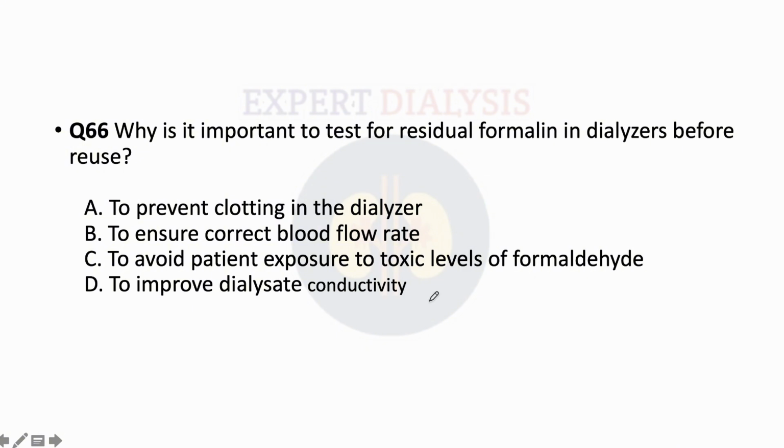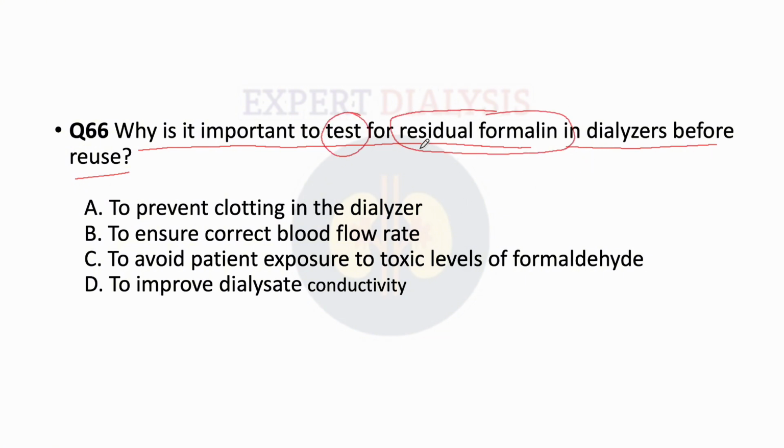Moving ahead to the sixth question, it says, why is it important to test for residual formalin in a dialyzer before reuse? So it is important to test for residual formalin in a dialyzer and tubing which has been reused. Why is that so important? Option 1 is saying to prevent clotting in the dialyzer.